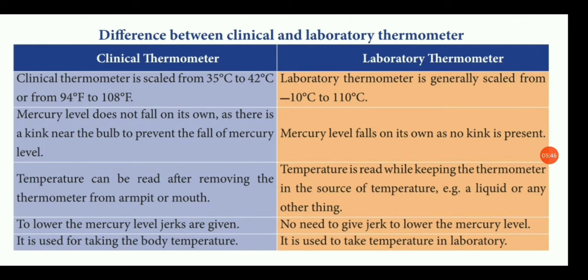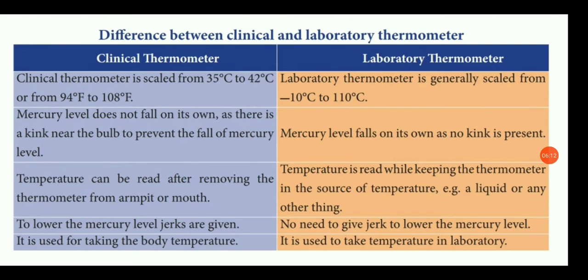First one, clinical thermometer. The clinical thermometer is scaled from 35 degrees Celsius to 42 degrees Celsius, or from 94 degrees Fahrenheit to 108 degrees Fahrenheit. Whereas the laboratory thermometer is generally scaled from minus 10 degrees Celsius to 110 degrees Celsius. So the laboratory thermometer is only in Celsius. It has a wide range of readings.